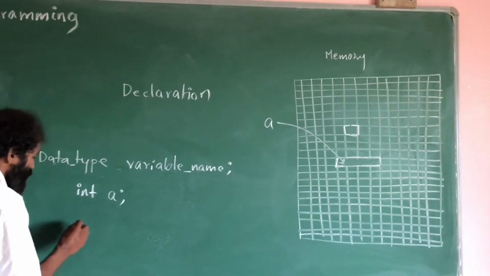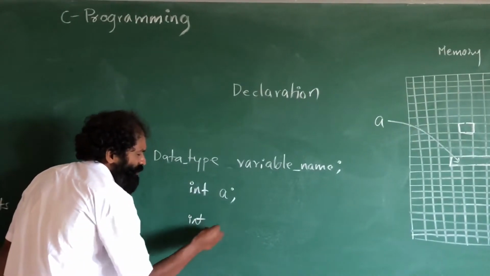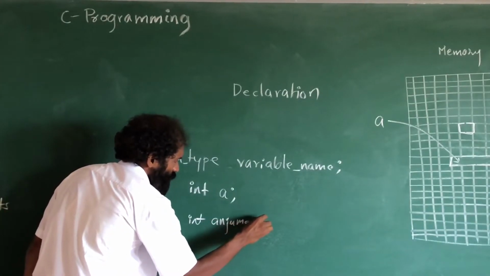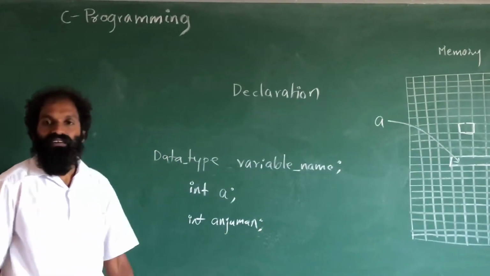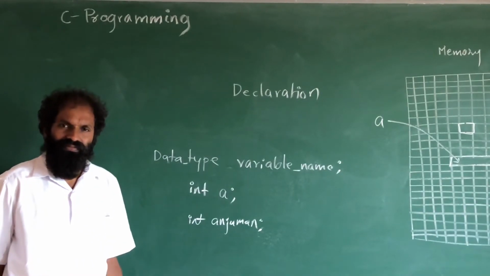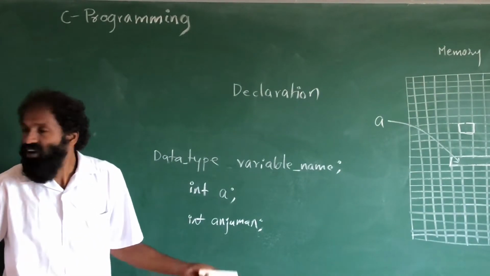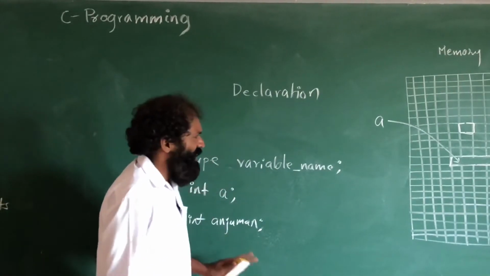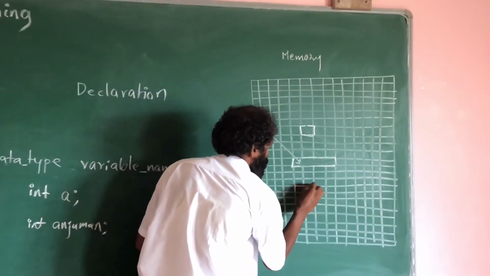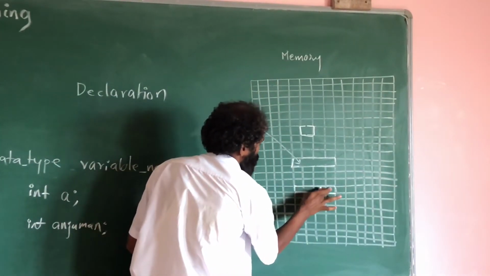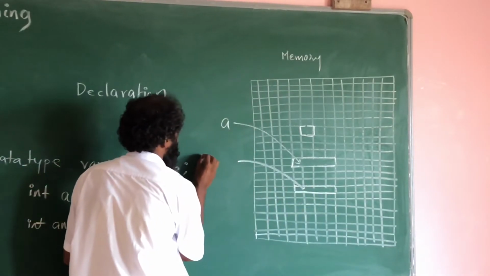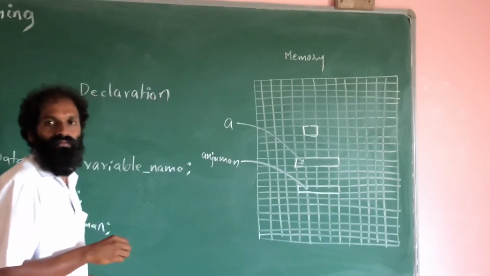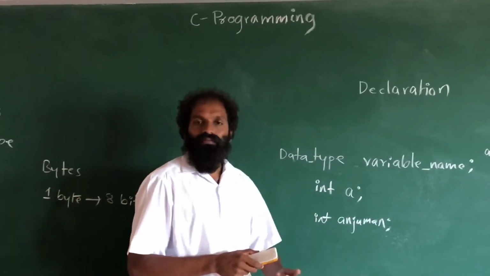If we write something like int, some other name like Anjuman, now the variable name is Anjuman. We can give any name. The computer will not think, it just takes that. Okay. Now it reserves another 4. Its name is Anjuman. So we can give any name.